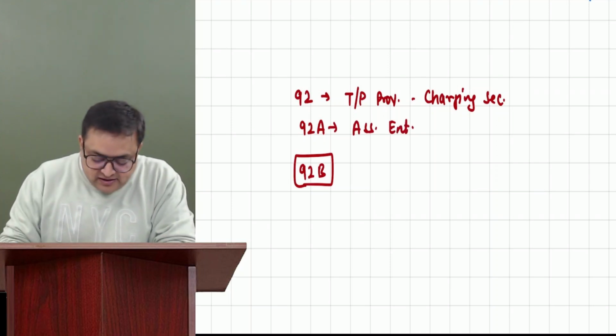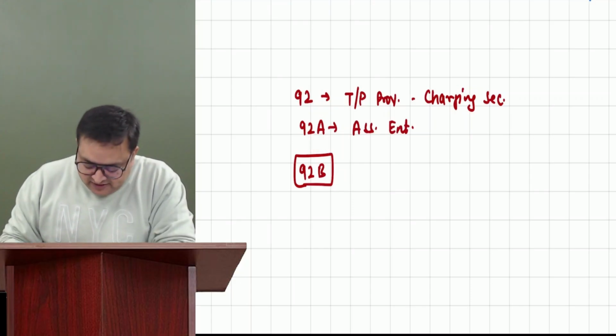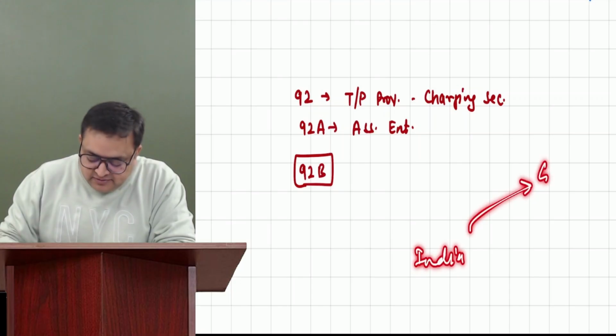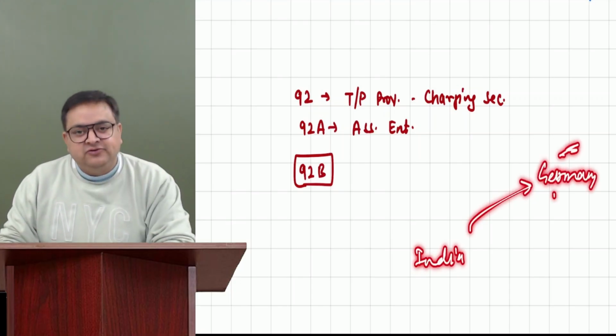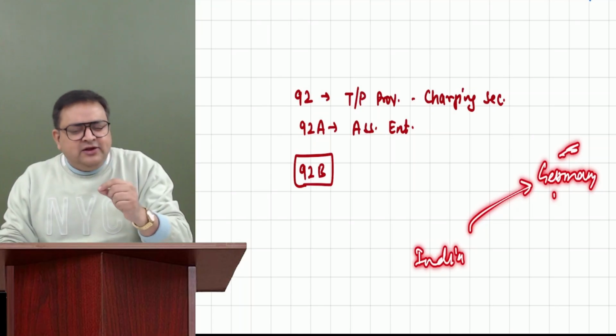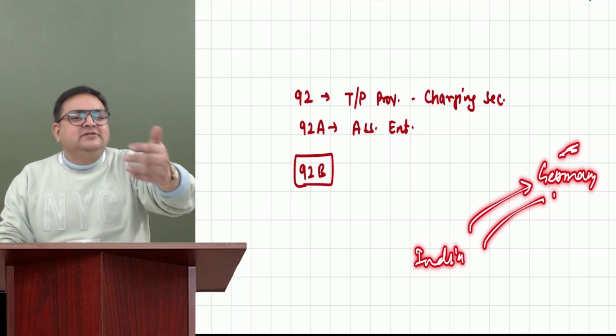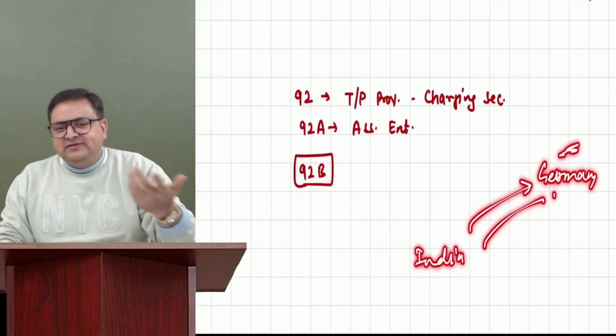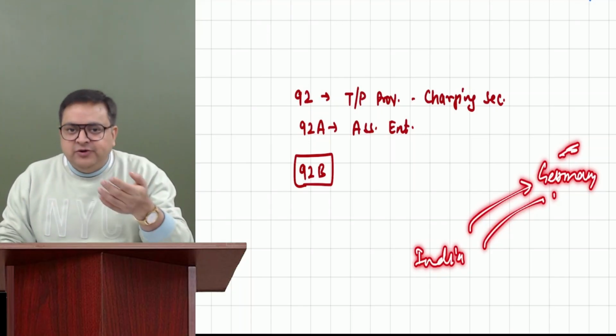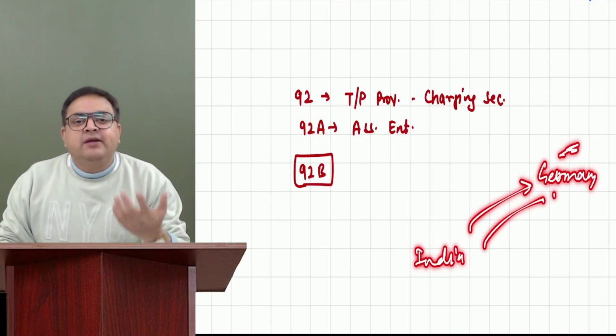So if any transaction is happening between associated enterprises, why? See, because if you are in India and you are selling something in Germany, and let's say this person is not related to you, do you think that you will actually sell something at a lesser value? No. Obviously, if a person is not related to you, any transaction which you will do with them, you will do at a fair market value, right?